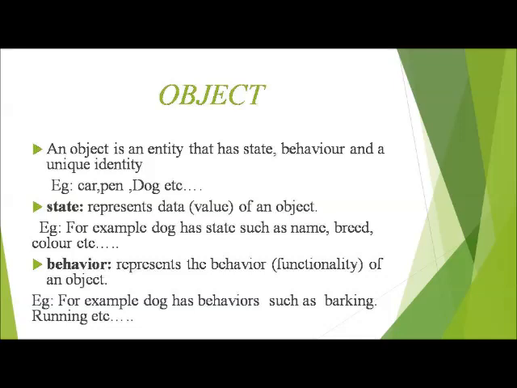First, we can see what is an object. An object is an entity that has state, behavior and a unique identity. For example, car, pen, dog, etc.